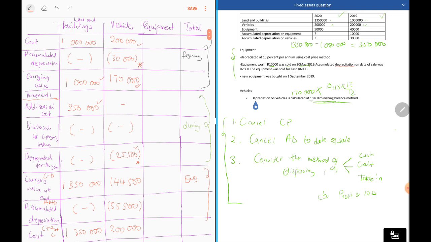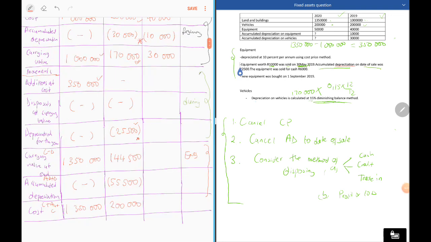So let's do the equipment first. The cost price was 40,000, right? And accumulated depreciation on equipment is 10,000. Then carrying value is 30,000. We sold equipment at 10,000, right? So we did not buy, so there are no additions. We sold at 10,000, but we need to look at the disposal at carrying value. So you need to calculate the carrying value.